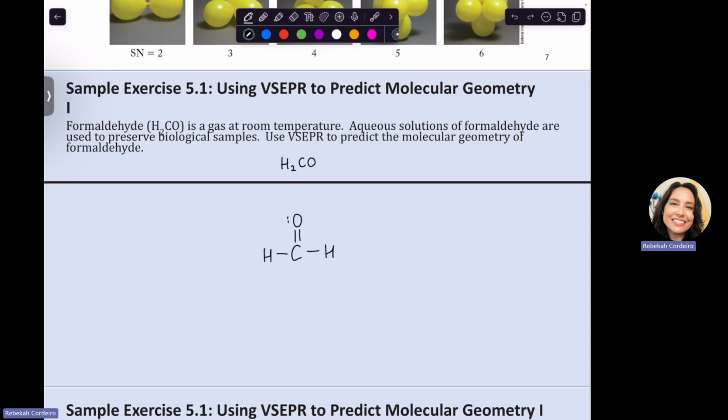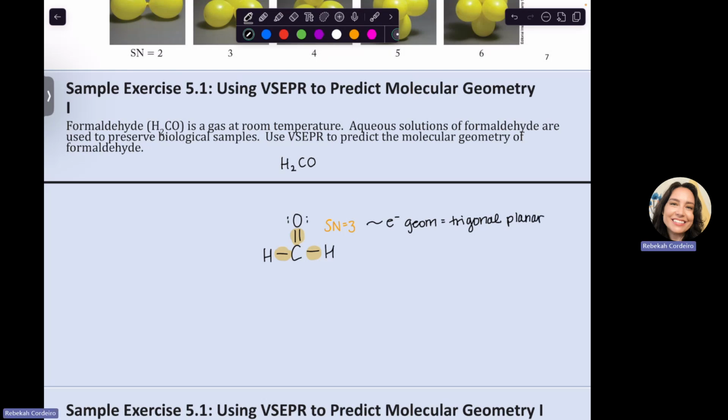Now we're going to think about how many electron groups we have around the center atom. Well, the double bond counts as 1, so that's 1 electron group, 2 electron groups, 3 electron groups. So the SN is 3, which means my electron geometry is trigonal planar.